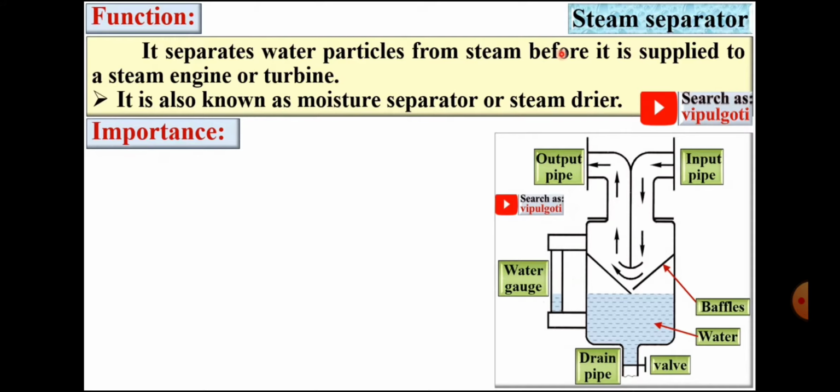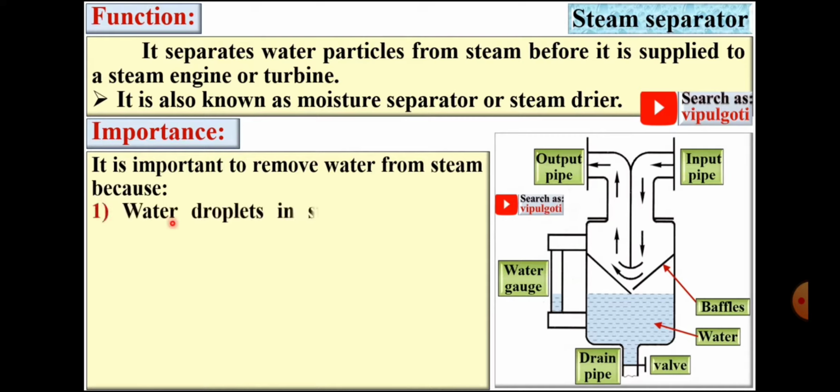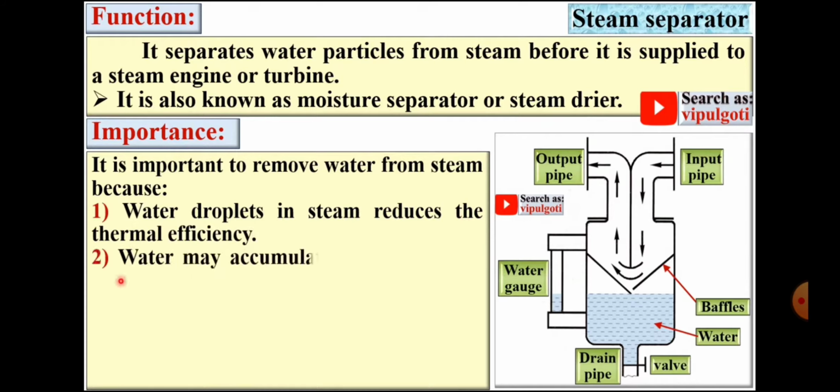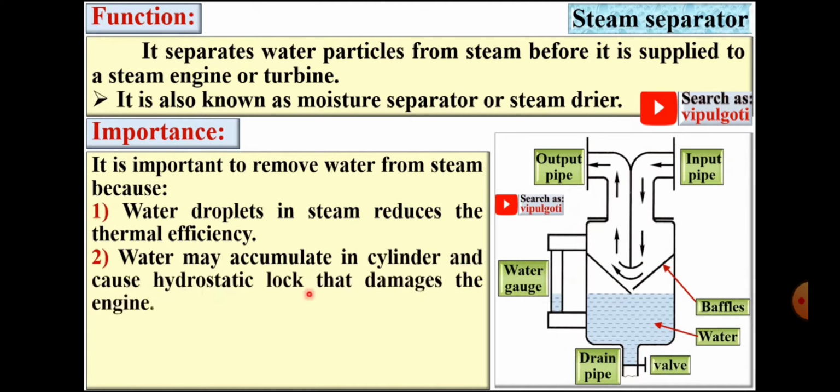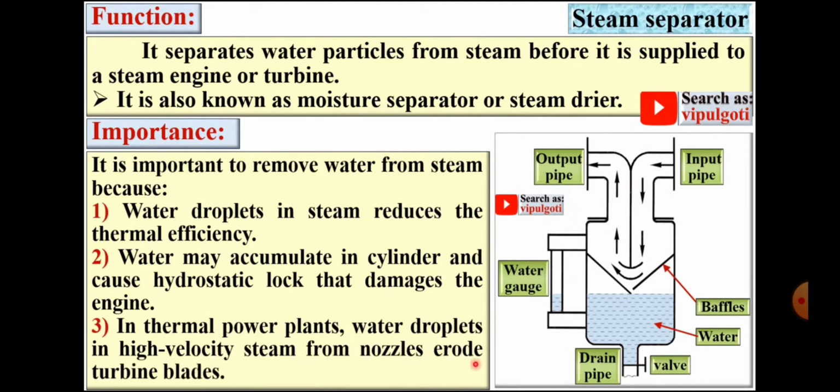Importance of the steam separator. It is important to remove water from the steam because water droplets in steam reduce the thermal efficiency. Water may accumulate in the cylinder and cause hydrostatic lock that damages the engine. In thermal power plants, water droplets in high-velocity steam from the nozzles also erode turbine blades.